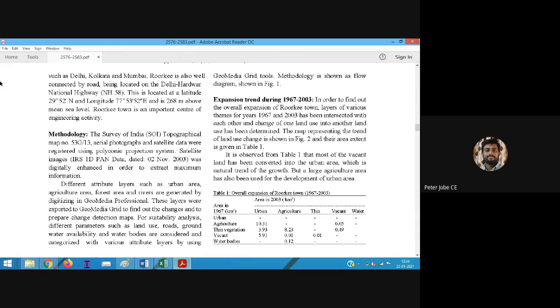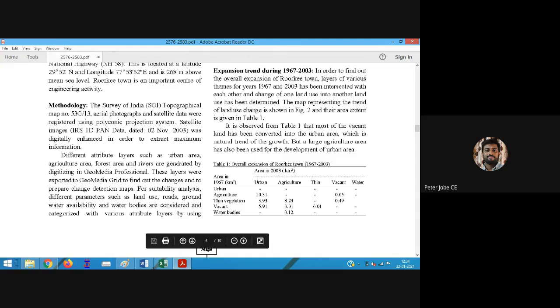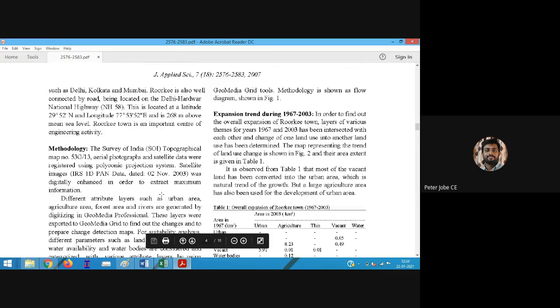So they've given different attribute layers such as urban area, agriculture area, forest area, and rivers, which are generated by digitalizing in GeoMedia Professional. That's actually a software available. So these layers were exported to GeoMedia Grid to find out the changes and to prepare change detection maps. For suitability analysis, different parameters like land use, roads, groundwater availability, and water bodies are considered and categorized with various attribute layers by using the GeoMedia Grid tool.